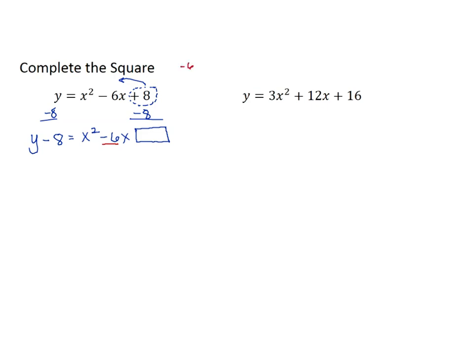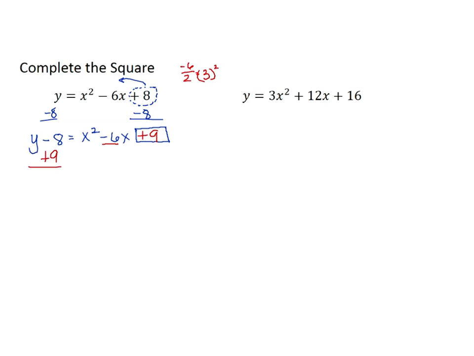I'll do it off over here, off to the side. I'm going to do -6 divided by 2, and I get -3. And then I'm going to square that, so I'm going to add 9. But we know in algebra, the golden rule says you can't just add something to one side. Whatever you do to one side, you have to do to the other. So that means I also have to add 9 to the left side.